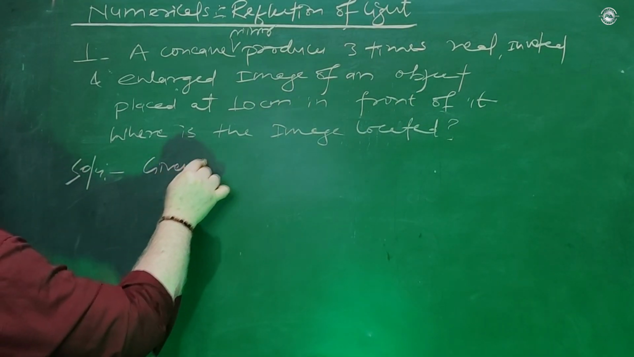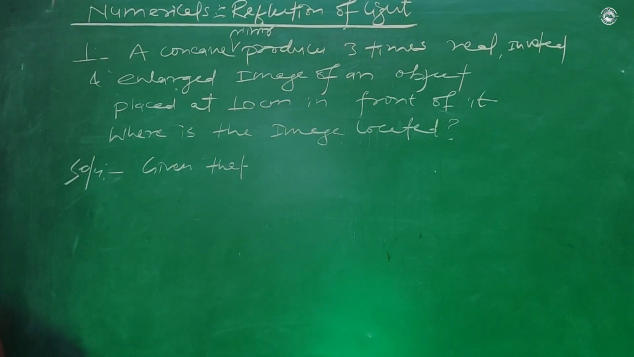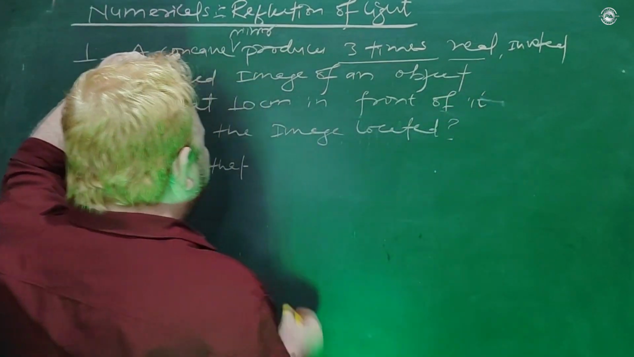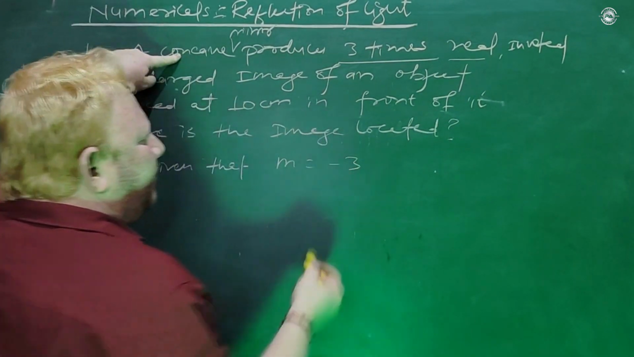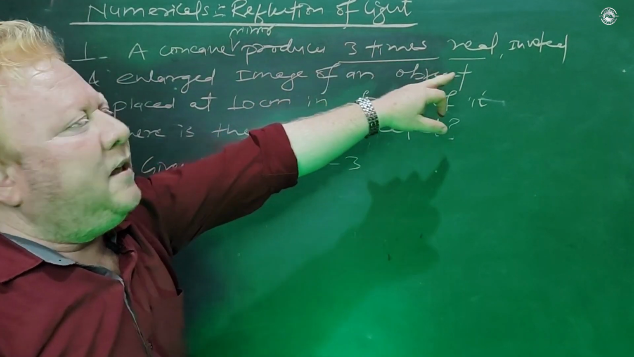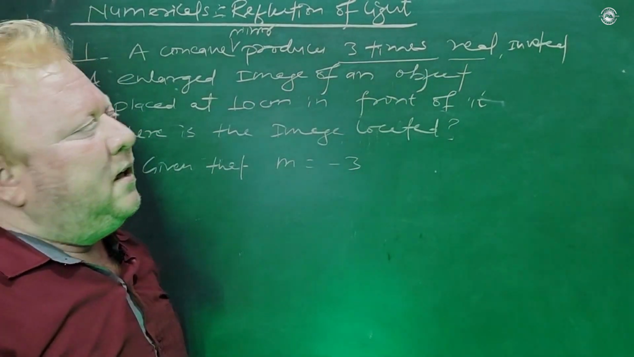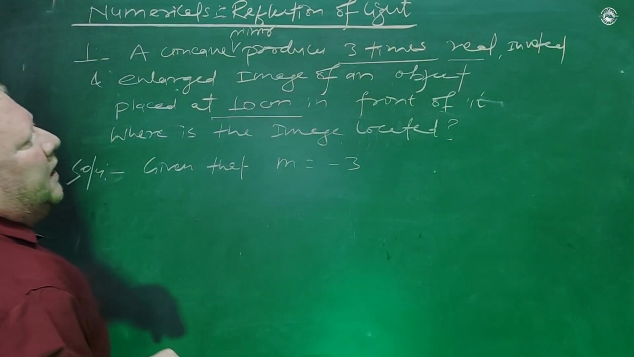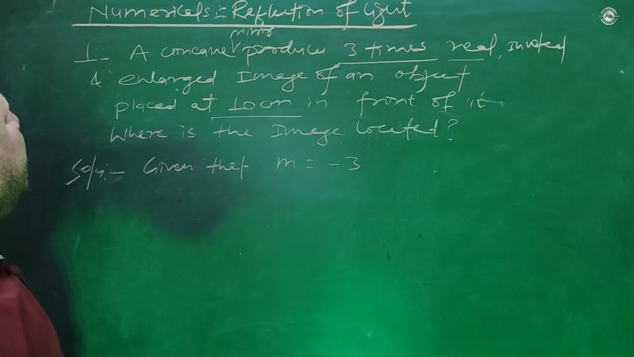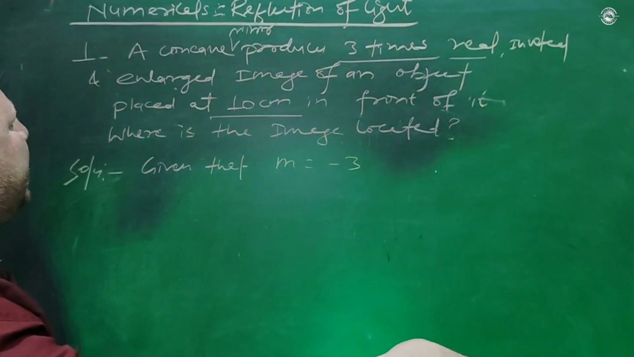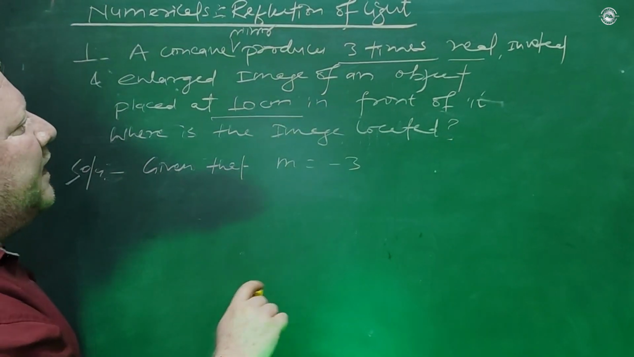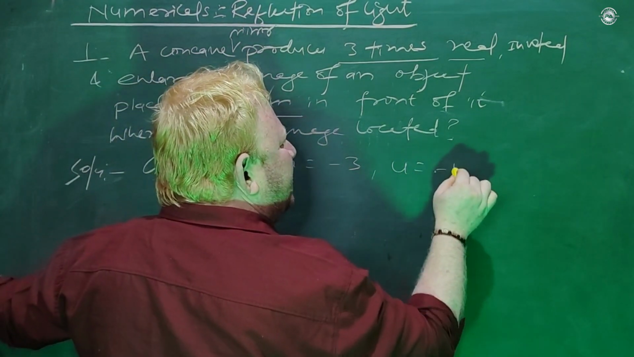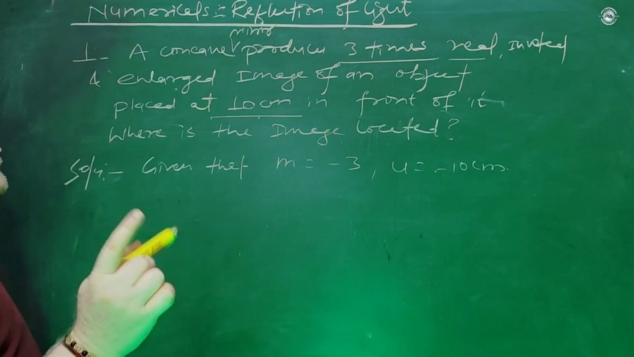What are the things given to you? Given that the mirror is concave and 3 times real image, that means m is equal to minus 3, where minus indicates real image, and 3 times means minus 3. Now one more thing they have given: u is equal to 10 centimeter, that is, 3 times real, inverted and enlarged image of an object placed at 10 centimeter in front of it, that is, the object is being placed at 10 centimeter, right? So u is given as minus 10 centimeter, and they are asking you to find out the image.